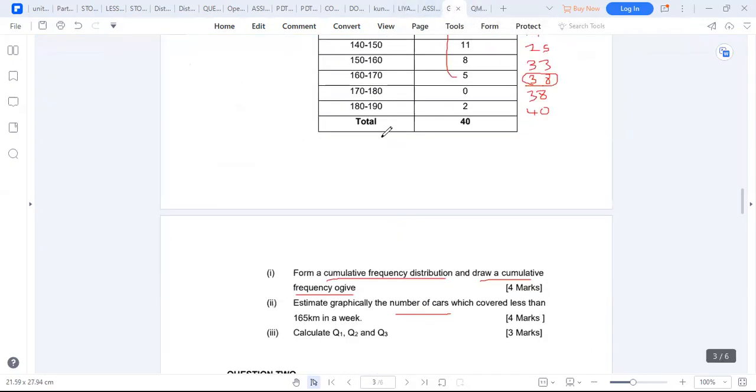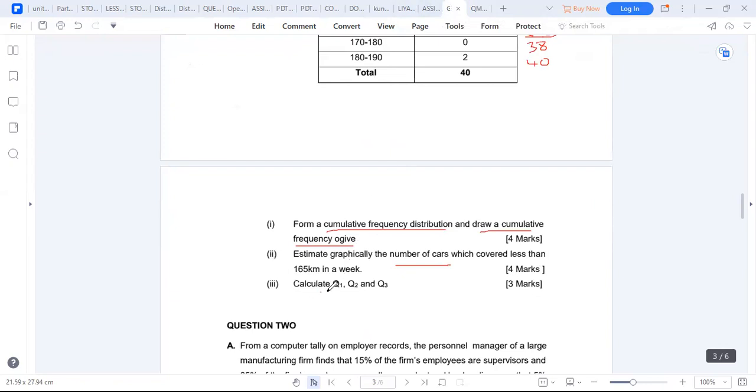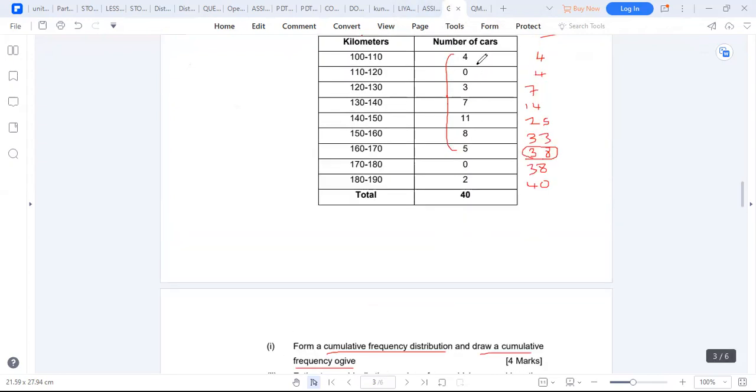Right, so calculate Q1, Q2, and Q3. To find the quartiles, n is 40. So Q1 is a quarter of n, Q2 is half of n, Q3 is 3/4 of n. Our n in this case is 40. So a quarter of 40 is 10. Half of 40 is 20. 3/4 of 40 is 30. So 10, 20, 30.